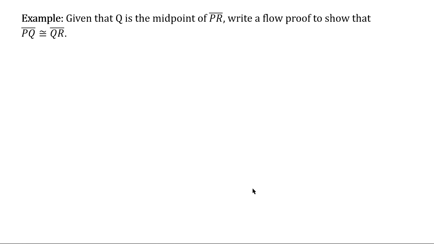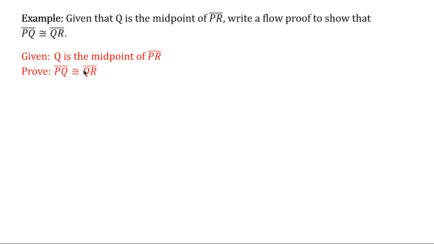So our example is, given that Q is the midpoint of line segment PR, write a flow proof to show that line segment PQ is congruent to segment QR. Remember, when the bars are there, we're talking about the actual segment. When the bars aren't there, we're talking about the measurement. So that's the difference between using congruent or equals. So again, our first step, write our given and our prove. Given Q is the midpoint of segment PR, prove segment PQ is congruent to segment QR.